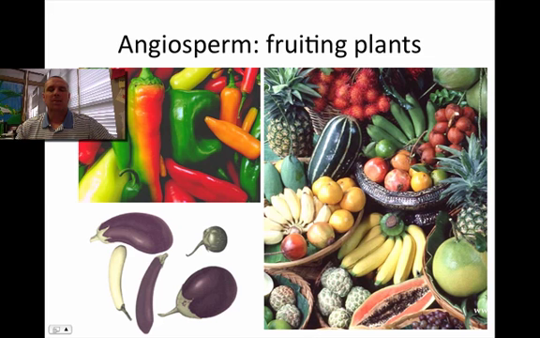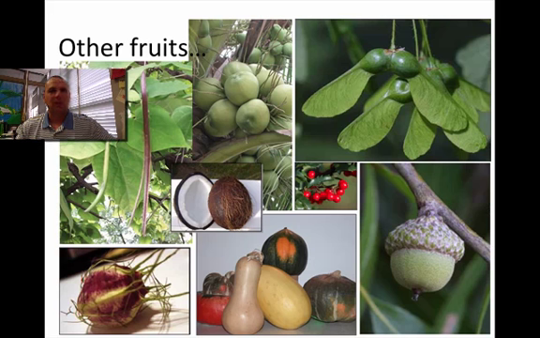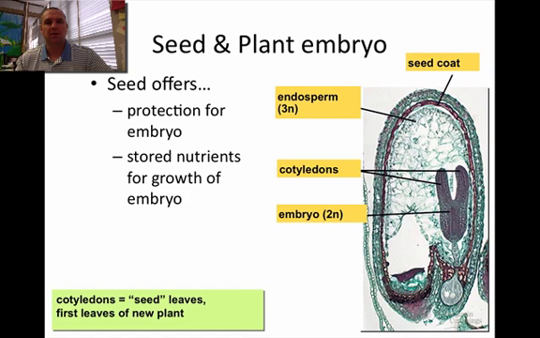Now, when you talk about fruiting plants, we rely on those to live off of. So angiosperms are near and dear to my heart for sure. But there's other fruits as well. You have your acorns, you have your coconuts, you have seeds, you have beans. So don't just think of when I say fruit as what I mentioned on the previous page.